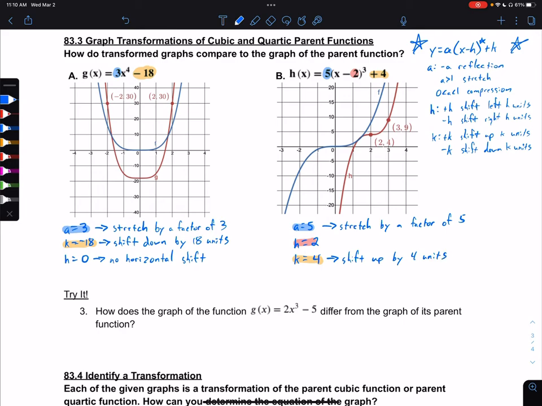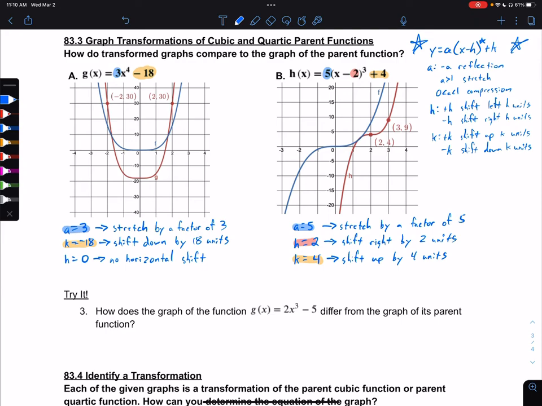And then the h value, be careful here. H is just 2, so that is a shift right. But in the actual function, it's minus 2, which also causes a shift right. So there would be a shift 2 units right. Let's use the same phrasing. Shift right by 2 units.